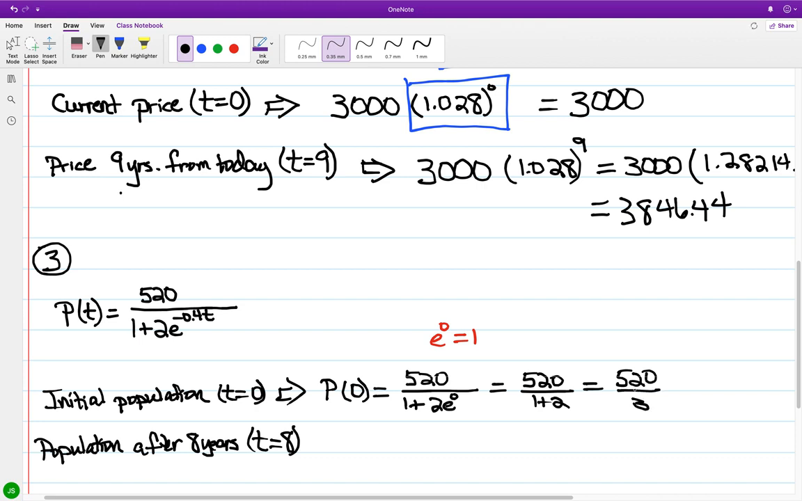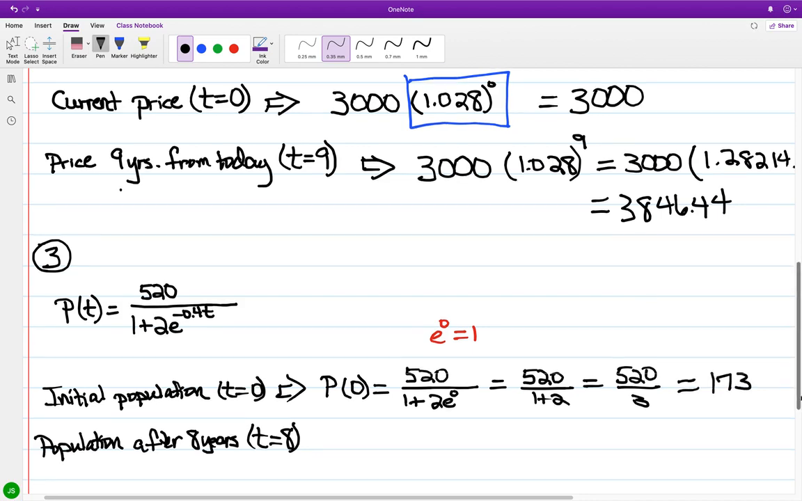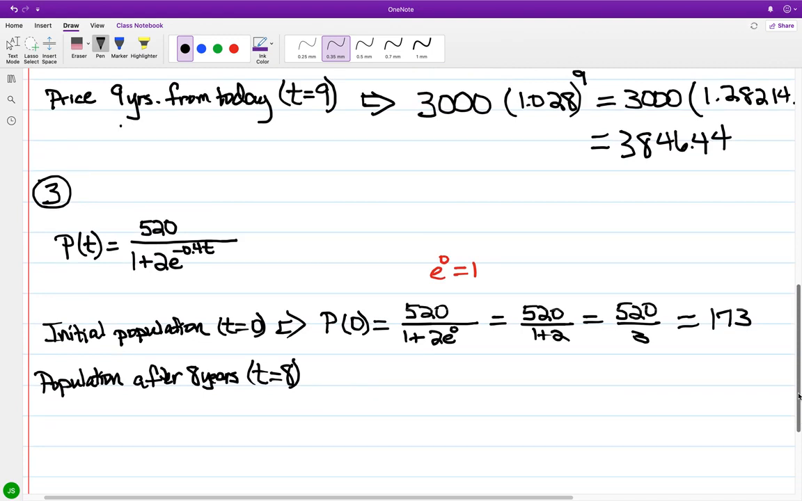And so, taking that to the nearest whole number, this will come out to actually a tad over 173, but it would round down to 173 if we are rounding to the nearest whole number. Now, after 8 years, where we have t is equal to 8, so P of t becomes P of 8, and taking what we have with the numbers, we have 520 all over 1 plus 2 times e to negative 0.4 times 8.